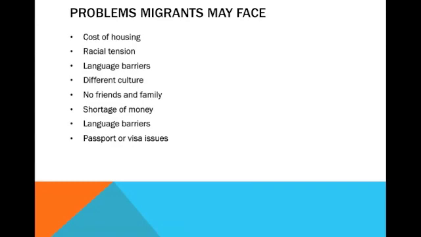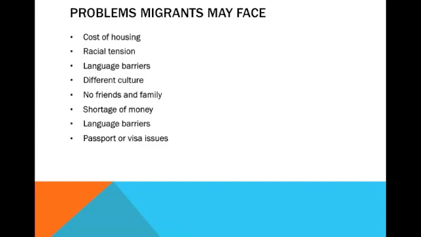Also, racial tension. Since they're migrants and they're not coming from that country, many people might be racist or discriminate against them. Also, there are language barriers, which is when there's a barrier between the languages in the sense that they don't speak the language of the country that they're going to. For instance, Mexicans going to USA often speak Spanish and don't speak English, and if they do, it's a very broken English, so they can't properly communicate. So there is a language barrier, so that's a problem.